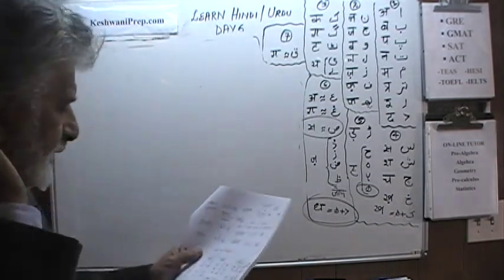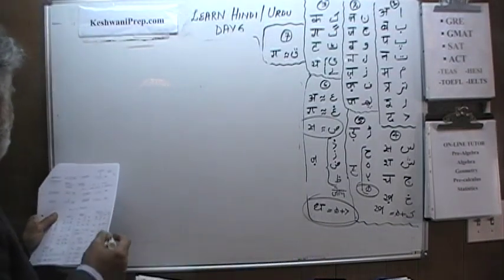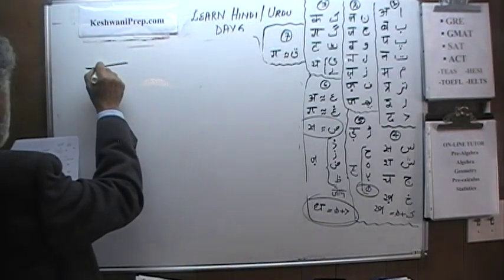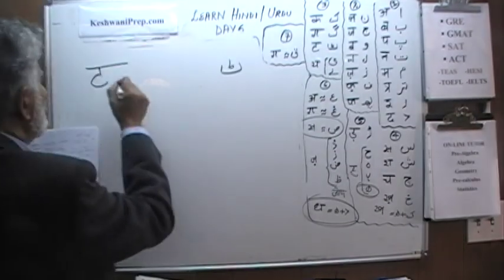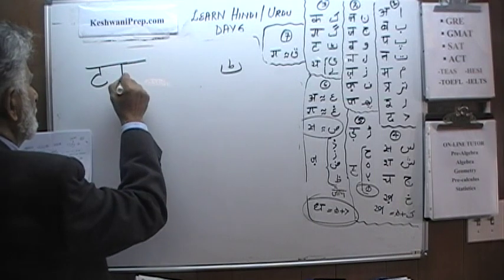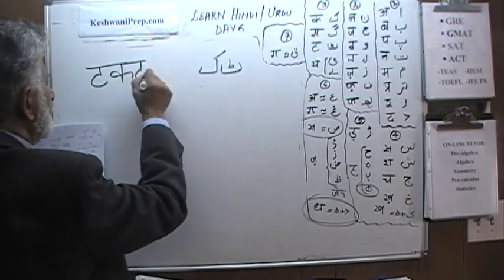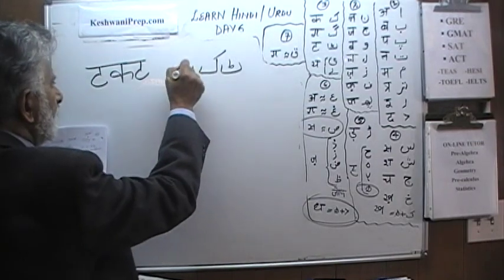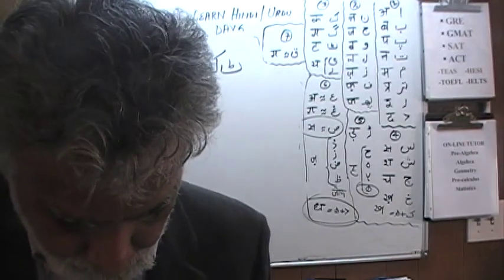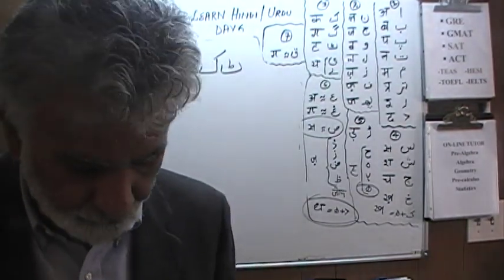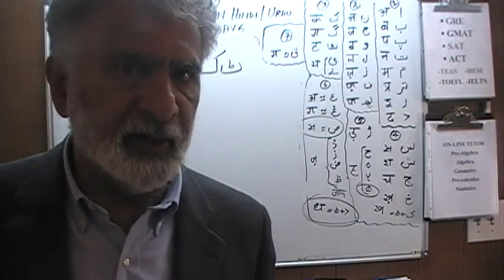Let's do one more. Which one should we do? Badi ki matra or choti ki? Let's do choti ki matra first, because that's what we've been doing. This letter is T. Like this. This is K. Kaf. And then another T. What is that? I have never seen such a word. It is missing a matra. It's missing a choti ki matra, to be precise.